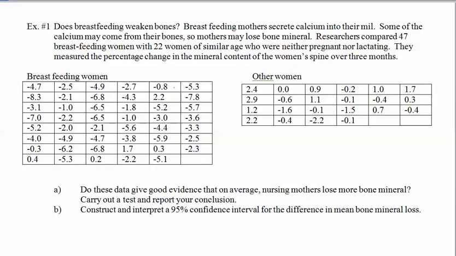So you will be entering breastfeeding women into L1 and other women into L2 and doing your 2-sample t-test for A and your 2-sample confidence interval for B. And so make sure you've got that done on a separate piece of paper for class.